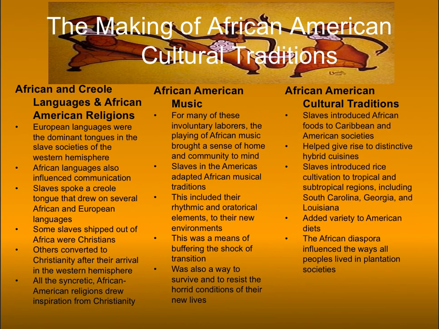African American cultural traditions. Slaves introduced African foods to the Caribbean and American societies. They helped give rise to distinctive hybrid cuisines as well, like gumbo. Okay, that is a hybrid. And they also introduced rice cultivation to tropical and subtropical regions. And this, of course, is going to add variety to the American diet. So the African diaspora influenced the way all peoples lived in plantation societies. So whatever I couldn't physically take, I'm going to keep, is really the idea of the African slaves and the African American slaves that were here.